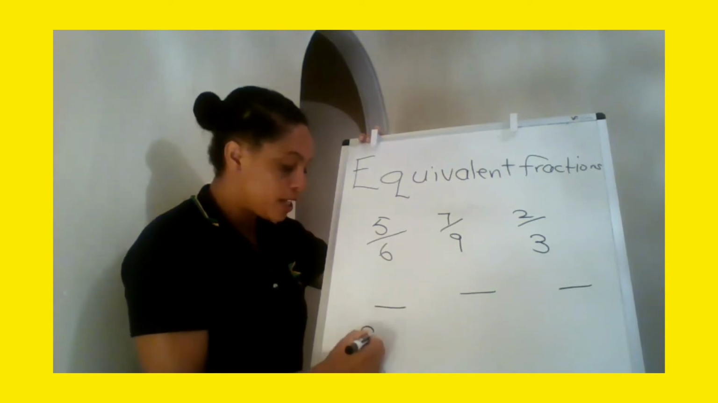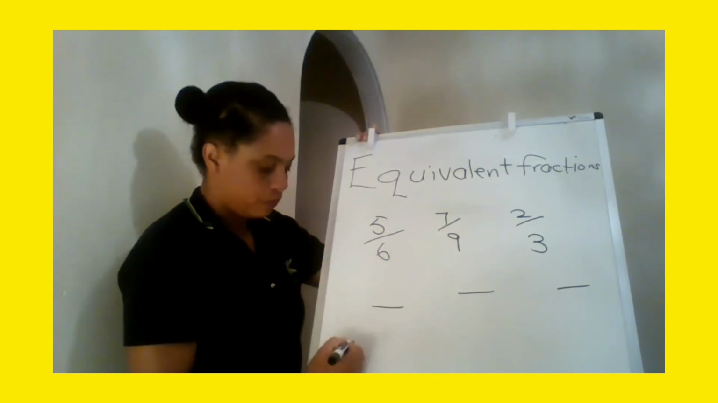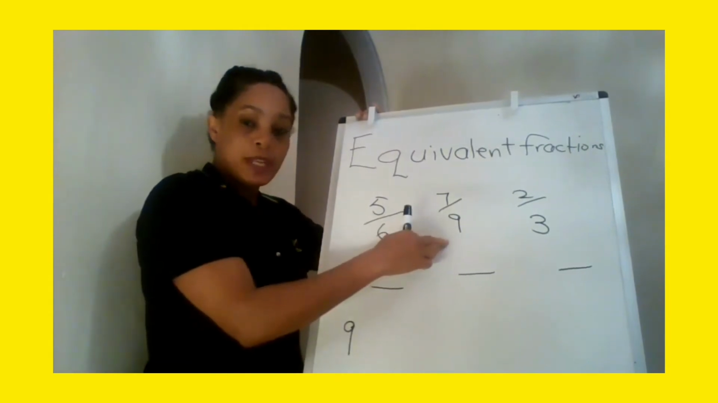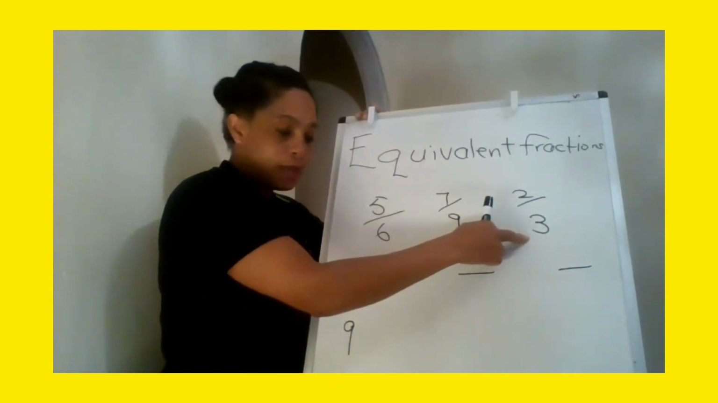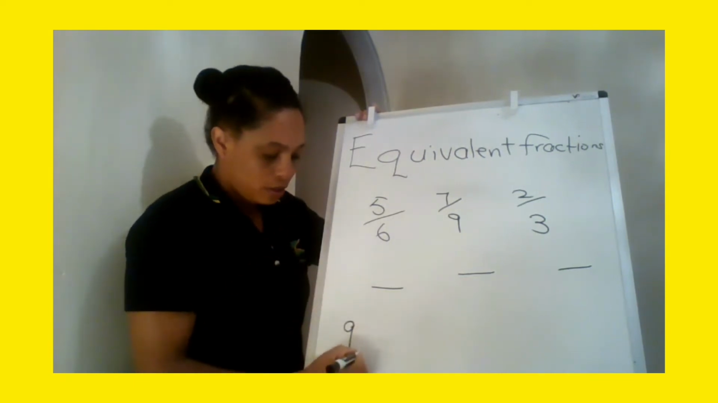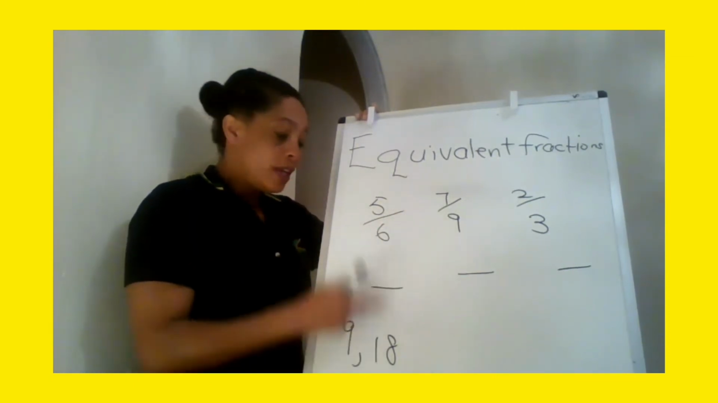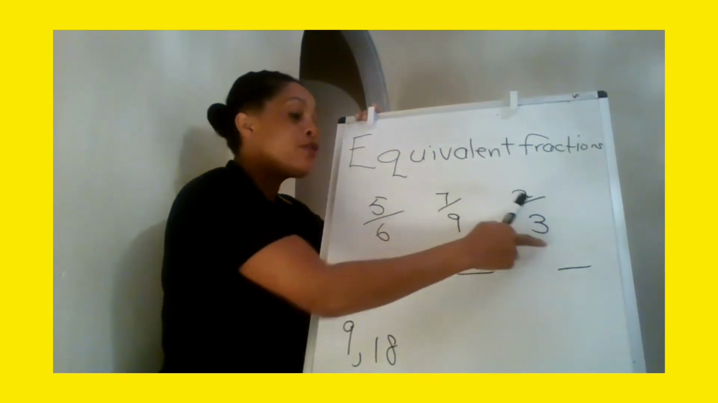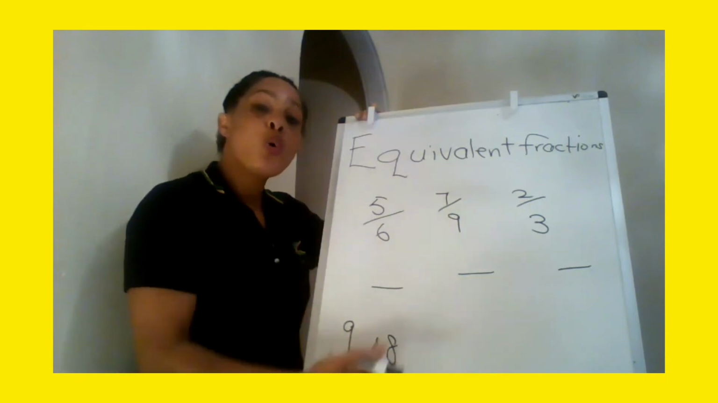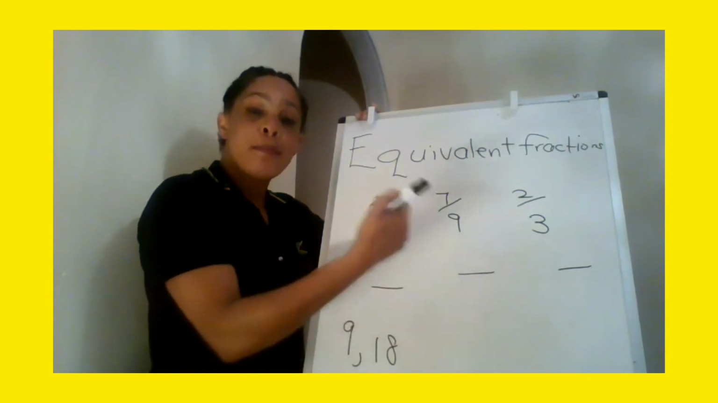The first number in the 9 times table is 9. Nine is in the 9 times table. 9 is in the 3 times table, but 9 is not in the 6 times table. So I cannot use 9. 18. 18 is in the 9 times table, it's in the 6 times table, and it's in the 3 times table. So here I can use 18. 18 is what we call our lowest common multiple. So 18 is our lowest common multiple.